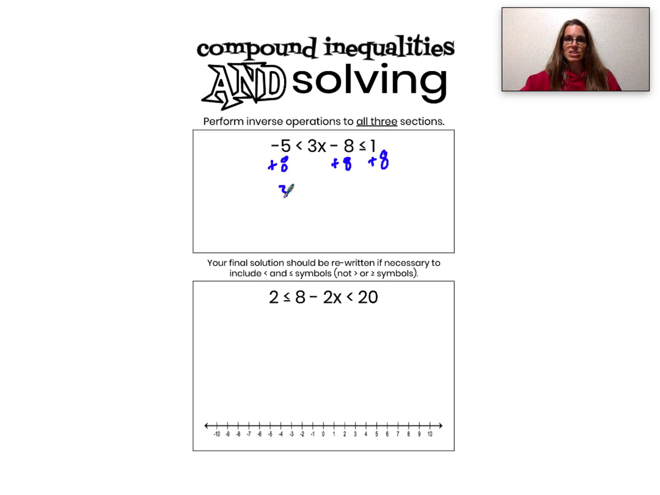Negative 5 plus 8 is 3. Less than symbol stays as is. 3x minus 8 plus 8, exactly what I was hoping happened. I have 3x less than or equal to 1 plus 8, which is 9.